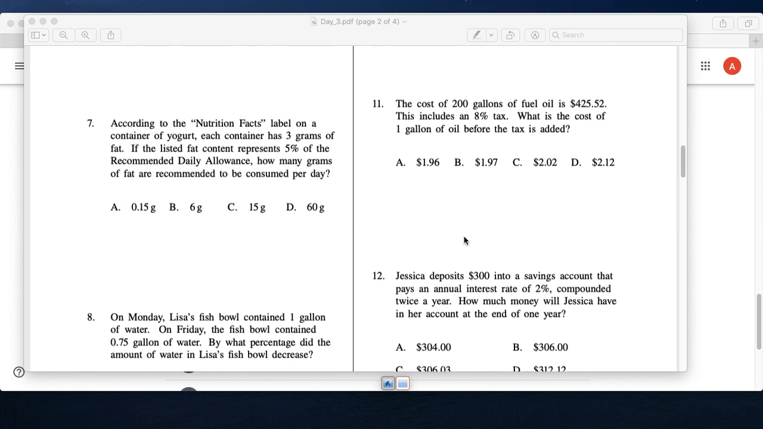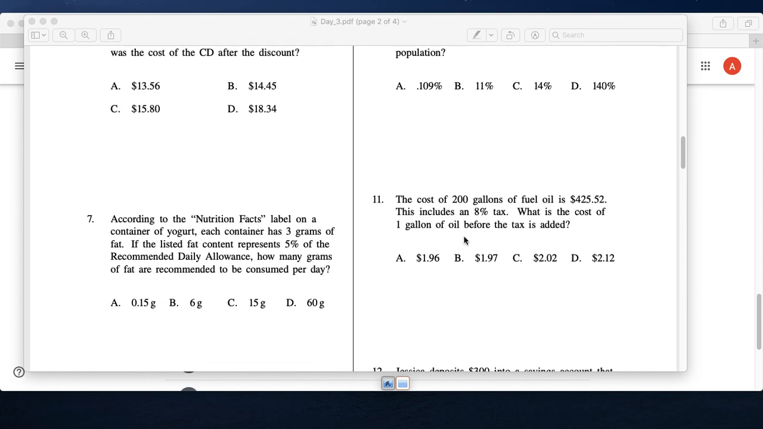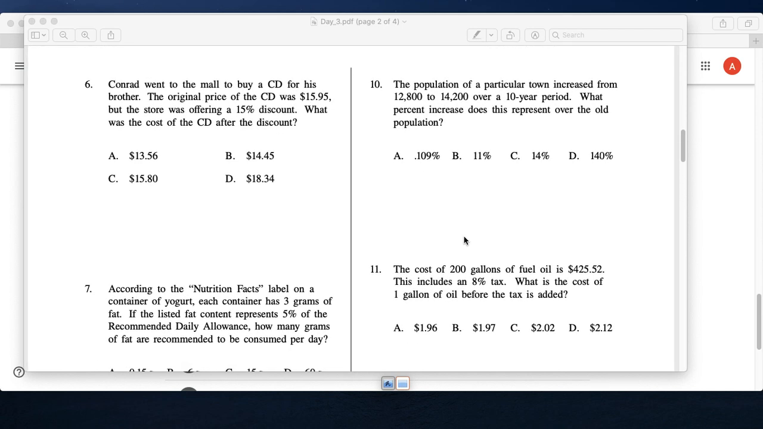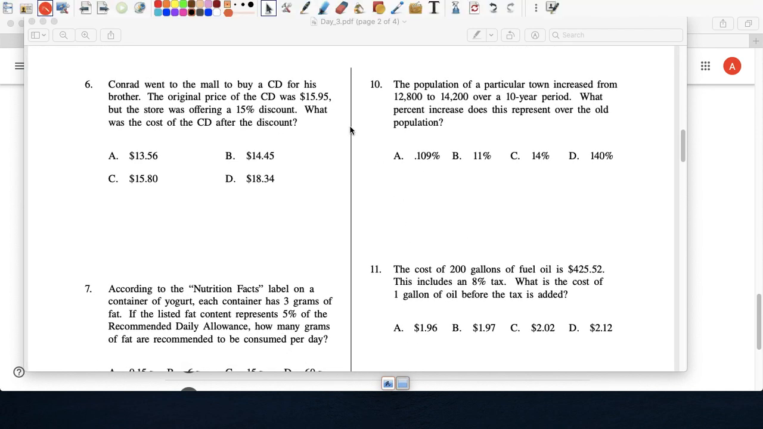All right. 10. Again, percent of change, right? The town population increased from 12,800 to 14,200. So this is the new population, and this one is the old population. So, percent of increase in this case: new 14,200 minus the old over the old, and multiply by 100.